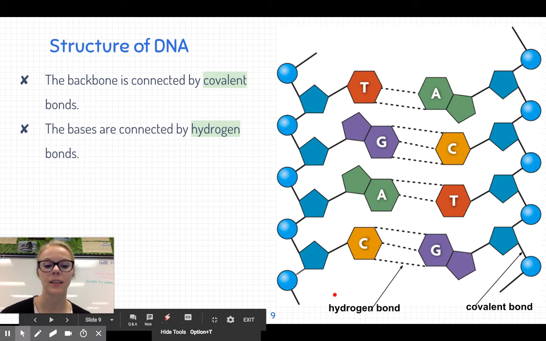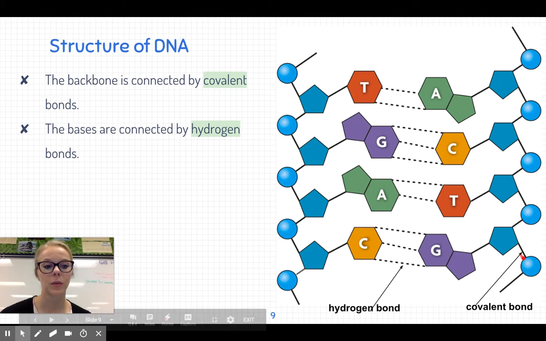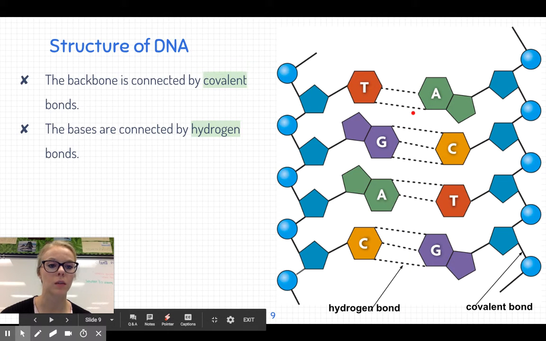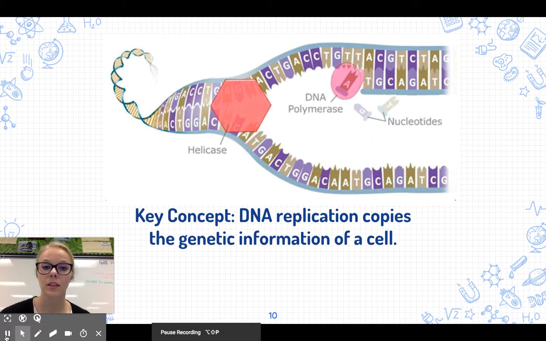The backbone of DNA is connected by covalent bonds, so that's between the sugar and the phosphate groups. These are always going to be covalent bonds, in addition to the bonds between the nitrogenous base and the deoxyribose sugar. The bonds between cytosine and guanine and adenine and thymine are hydrogen bonds. That's what's holding them together. So it is easier to break these hydrogen bonds apart than to try and break these covalent bonds. Now that we understand the structure, we're going to talk about how DNA is replicated, because the structure really plays a big role in the function of DNA replication.